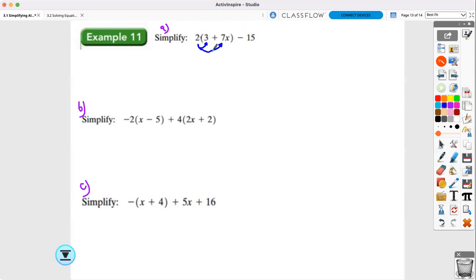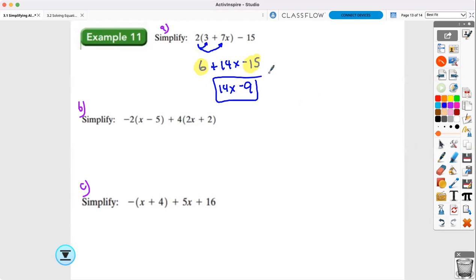So then 2 times 3 is 6. I'm gonna skip the step that has the 2 times 3. If you don't want to skip that step, you don't have to, but for the sake of space, I'm gonna skip that step. 2 times 7x is a positive 14x. Bring down the minus 15. And from here, what can we combine, class? Any like terms? Negative 15 and 6. Yeah. Negative 9. So then we get 14x minus 9.